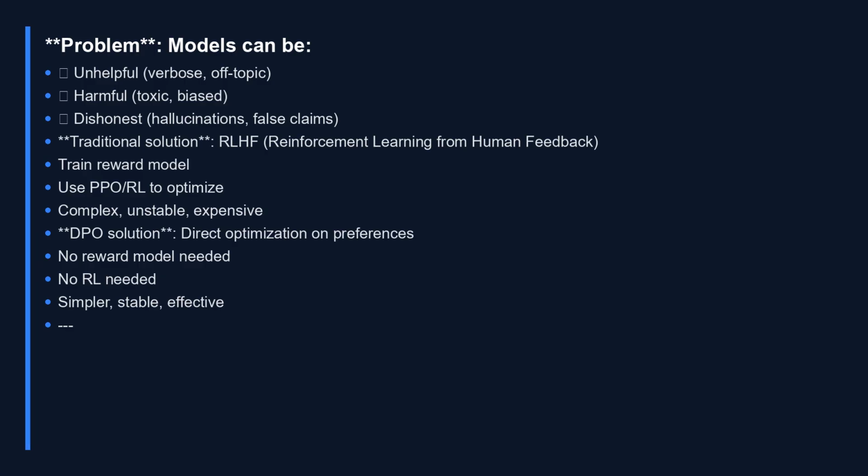DPO collapses all of that into a single supervised training step. No reward model, no RL loop. You give it preference pairs, one good response, one bad response, and it learns directly from the contrast. Simpler, faster, and stable enough to run on your Tesla P40s.